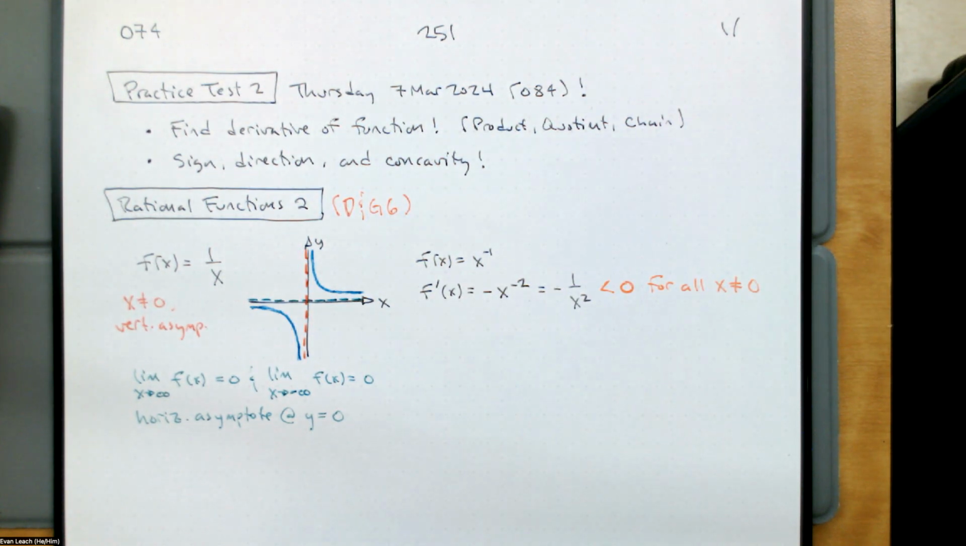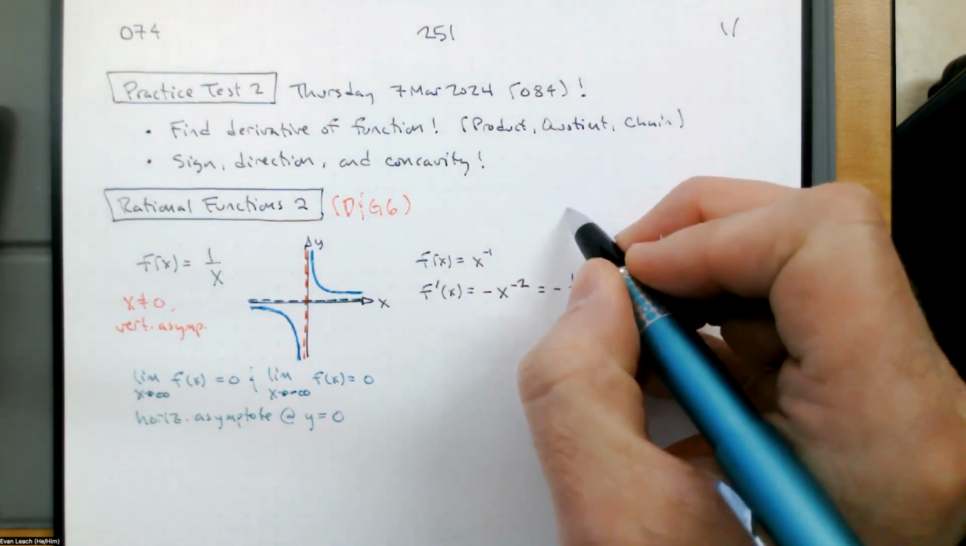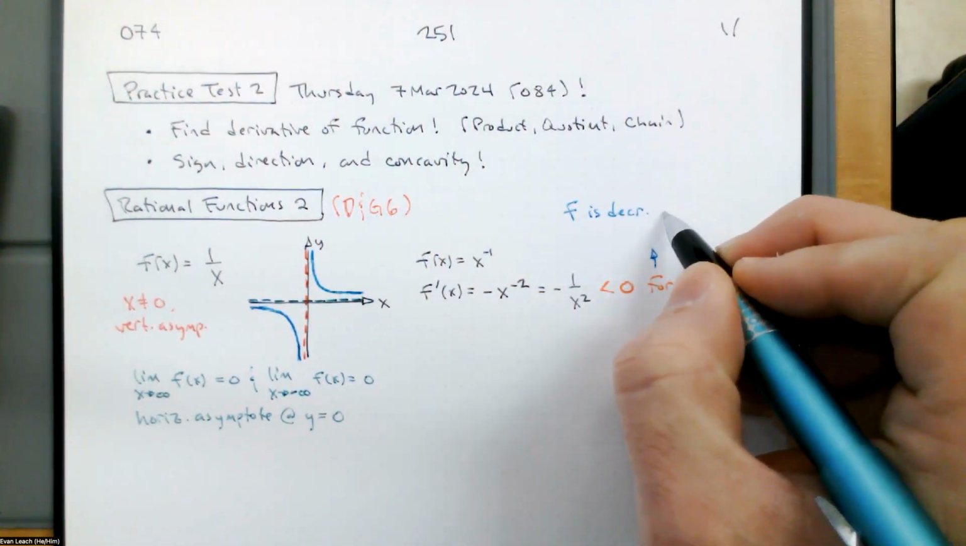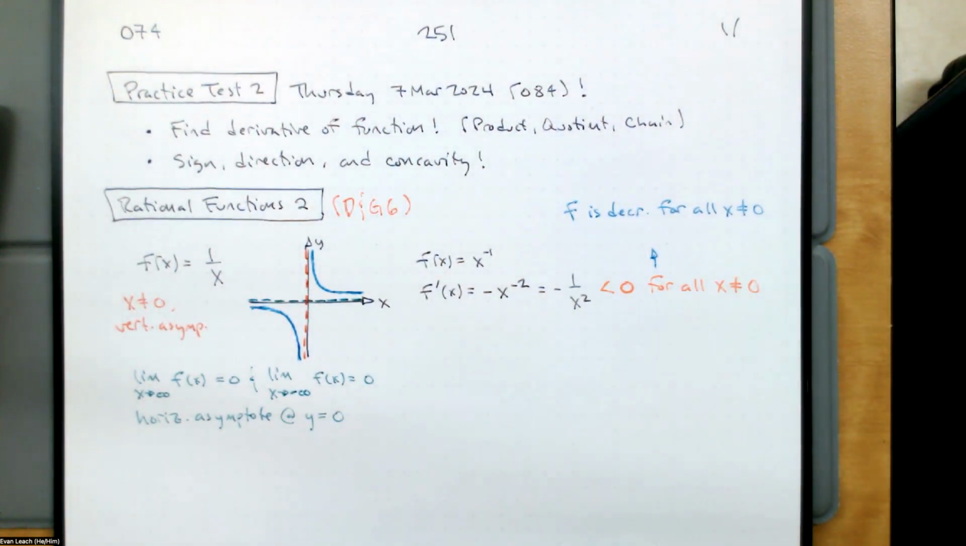So what that tells us is that the function should be decreasing for all x that's not 0. And that's what we see in the graph. When x is negative, the function is decreasing. When x is positive, the function is decreasing. We notice that the function is decreasing for all non-zero x. Nothing's going on at 0 because the function is not defined at 0.